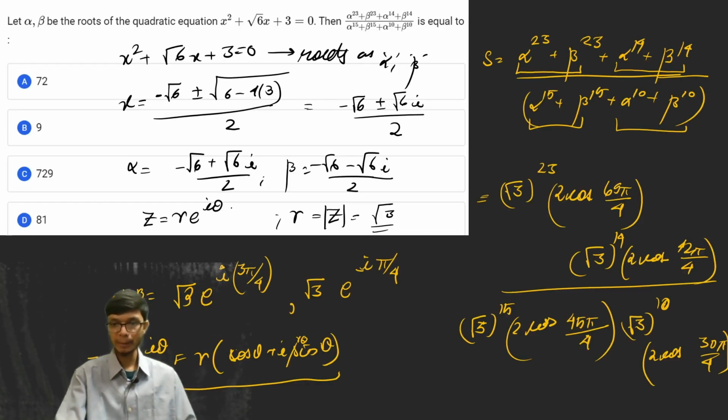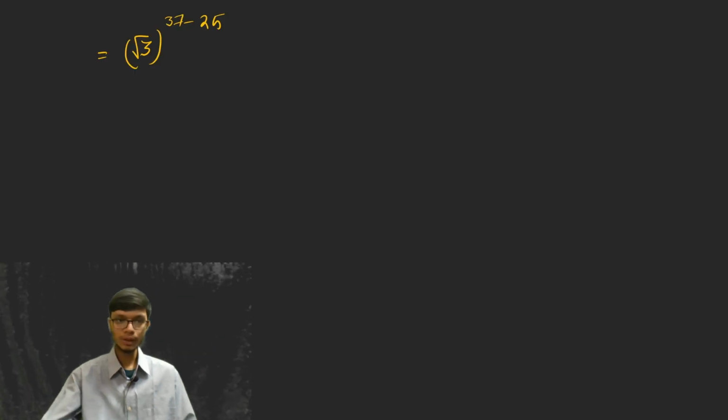If you can evaluate the remaining trigonometric functions, 69 pi by 4 can be written as 64, that is 16 times, and also we can write it as pi by 4 plus 17 pi, that is 68 plus pi by 4. So that will be basically pi by 4, and cos of pi by 4 is 1 by root 2. All right, so the required expression I will be getting is root 3 to the power.